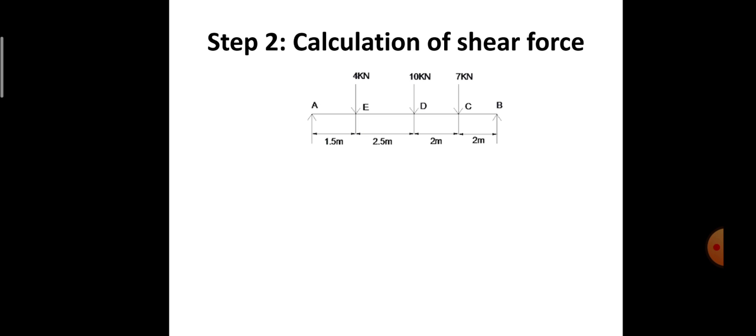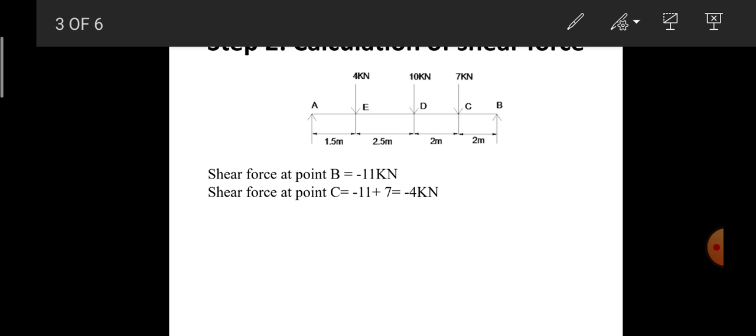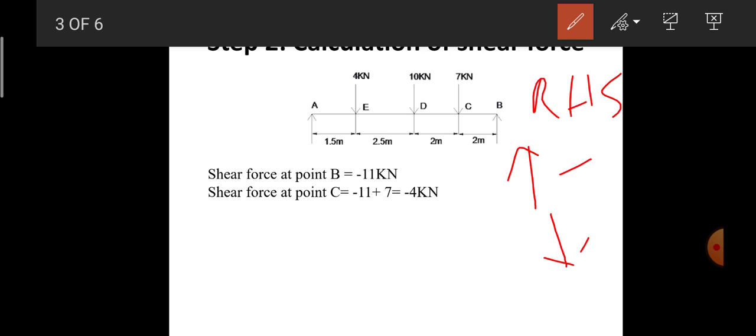So next step is calculation of shear force. First, I'm going to start from point B, that is from the right hand side. As per my sign convention, on the right hand side, upward force is considered to be negative and downward force is considered to be positive. The same will be vice versa for the left hand side forces. So I just consider from point B.